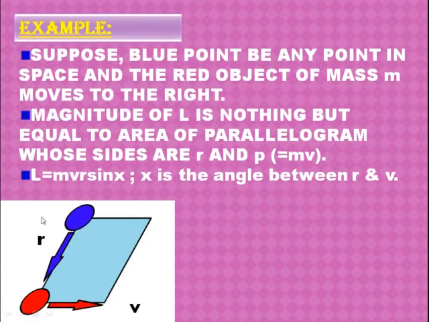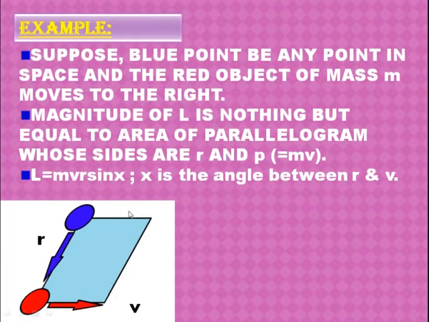Let's understand the concept of angular momentum by means of the area of a parallelogram. Suppose the blue point is any point in space and the red object, which is of mass m, moves to the right. The blue arrow indicates the position vector and the red arrow indicates the velocity vector.